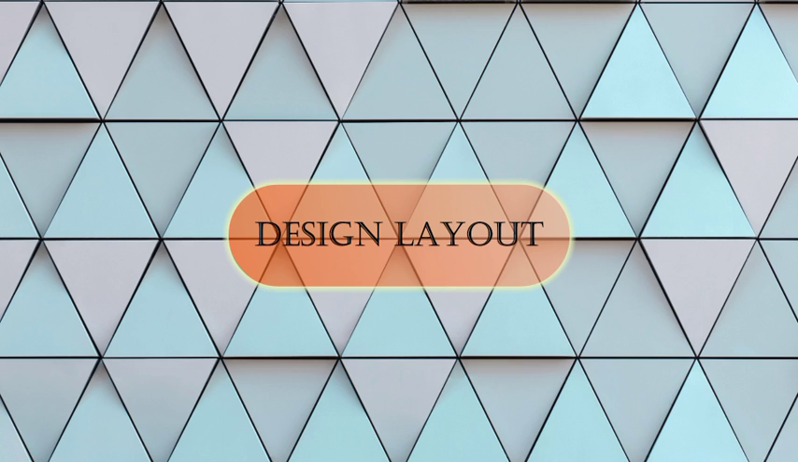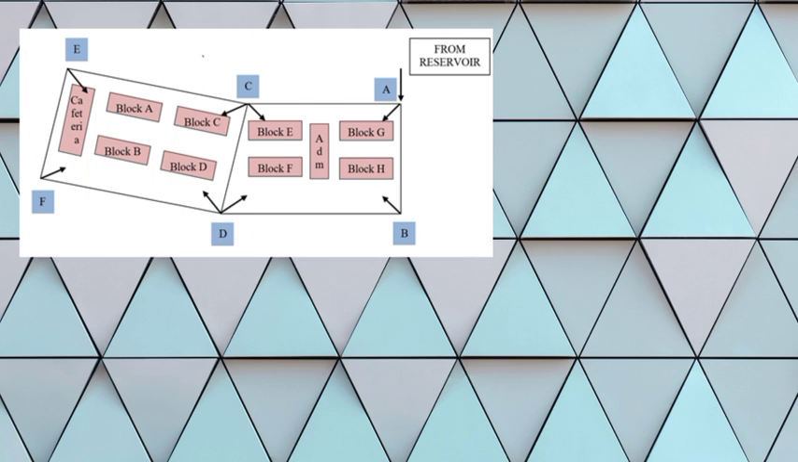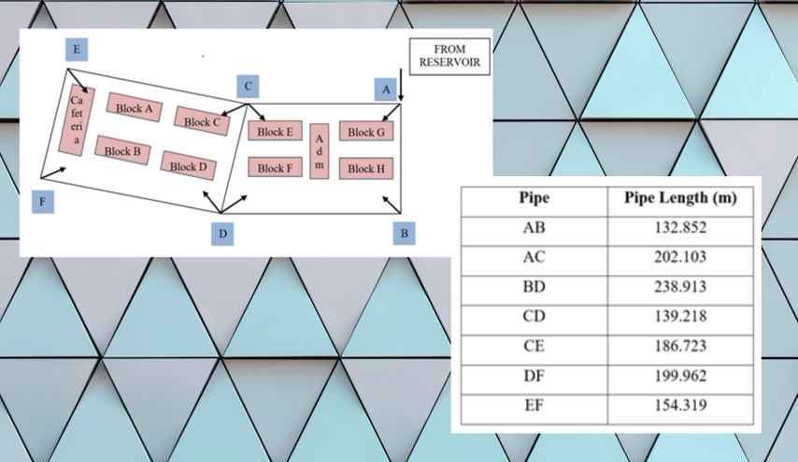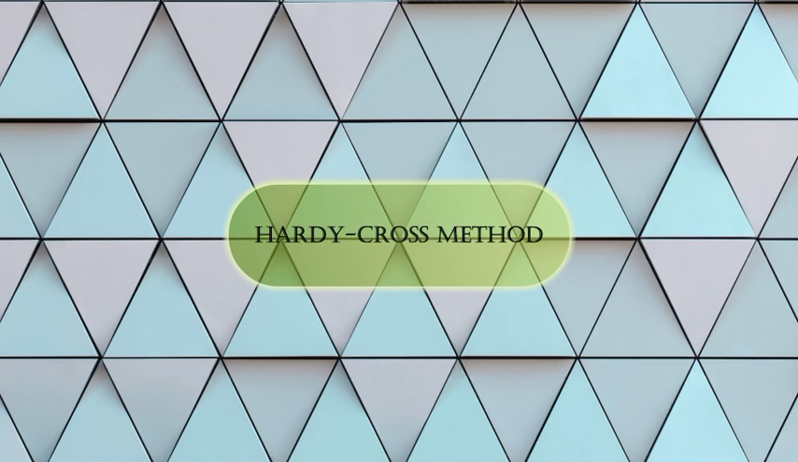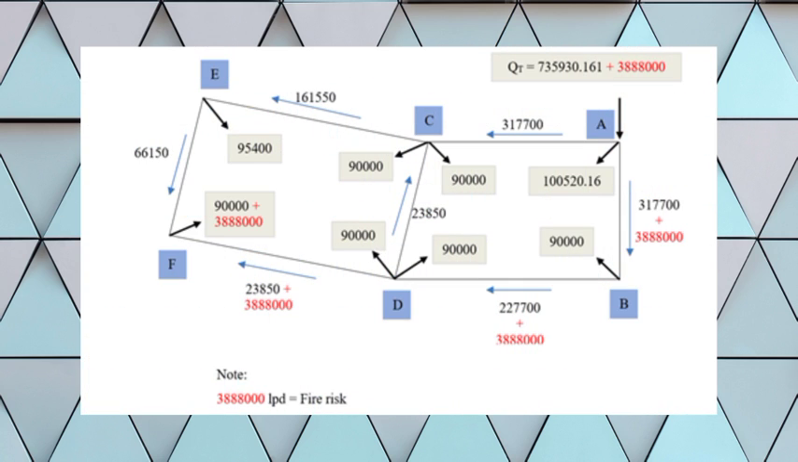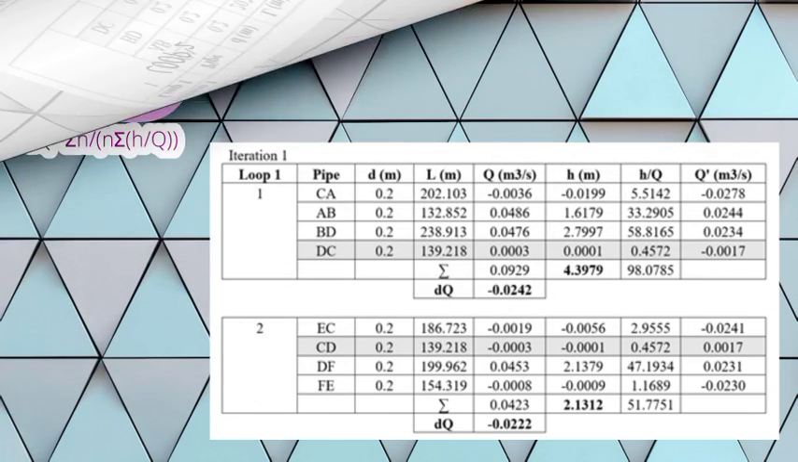This is our design layout. It has been divided into 2 loops and the length of the pipe has been measured using AutoCAD. Next, for the Hardy Cross method, we first determine the draw-off of the pipe for loop 1 and loop 2 by using the Q total including the fire risk, ensuring it is sufficient for the area.